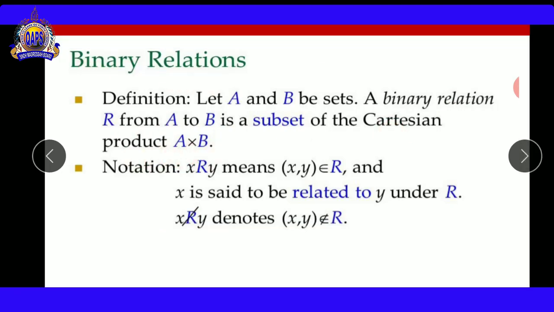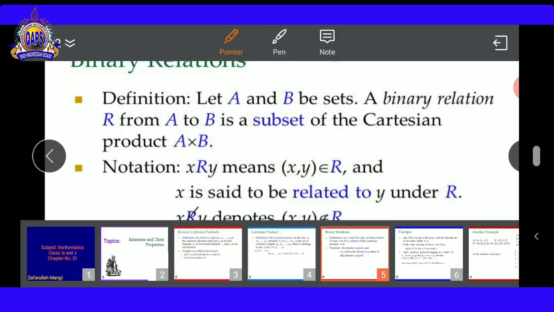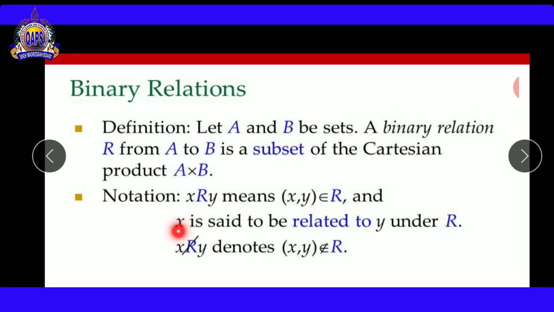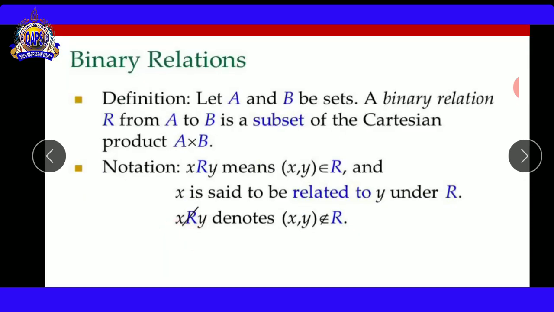Actually, this binary relation is always defined in Cartesian products, so that's why we write this binary relation in the Cartesian product. So notation: X relation with Y means X is our input and Y our output. These both belong to the relation, and X is said to be related to Y under R, under the relation. X is not related to Y, this line represents no relation with Y, so it is denoted X comma Y does not belong to R. If this relation is not between both sides, then these two elements are not included in this relation.